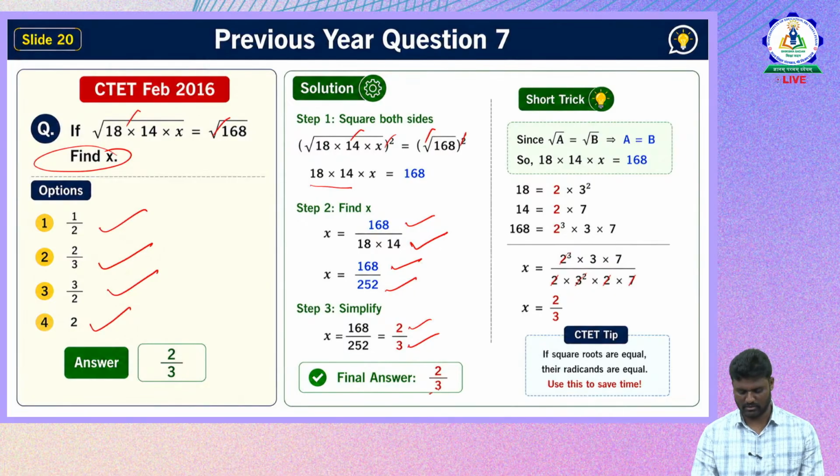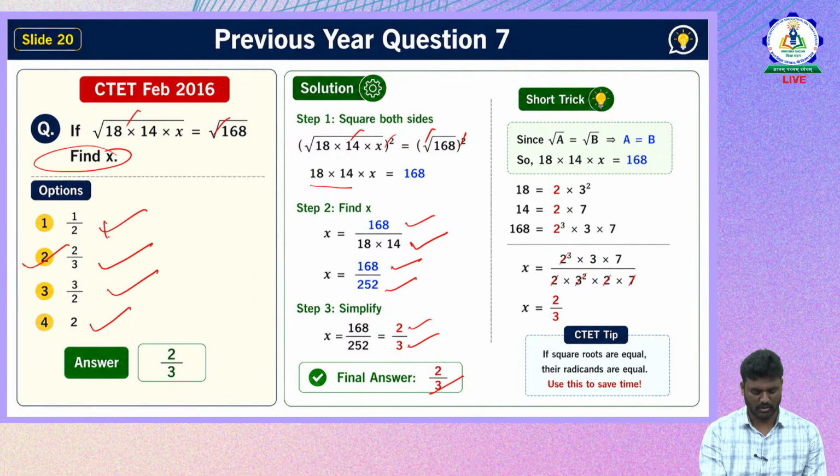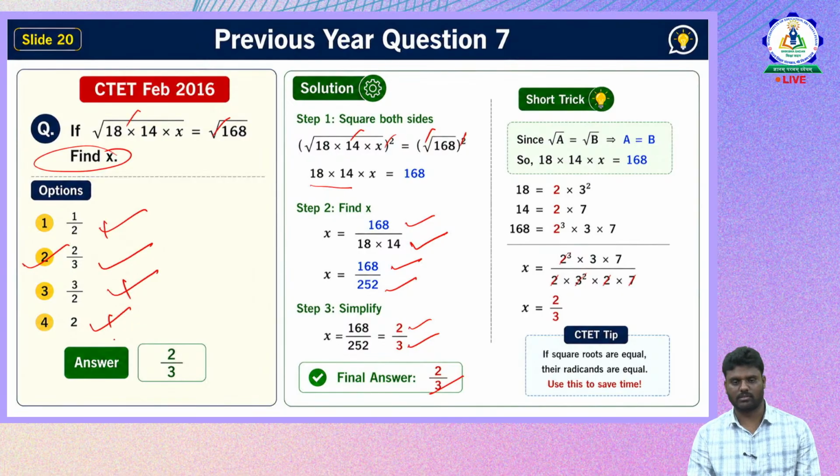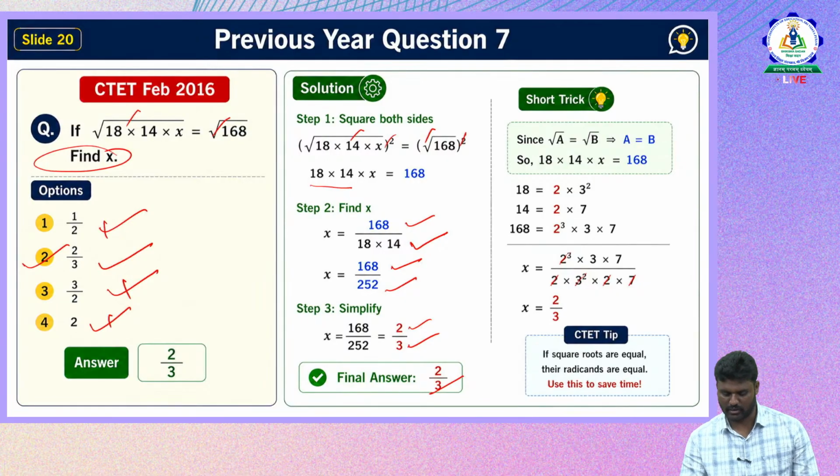So what is the answer? Is there a 2 by 3 answer in the given options? Yes, 2 by 3 is the second option. So the second option is the correct one, and options 1, 3 and 4 are wrong answers. Whenever they give this kind of question, try to remove the square roots, find the x value, and simplify the equation, then you will get the answer.